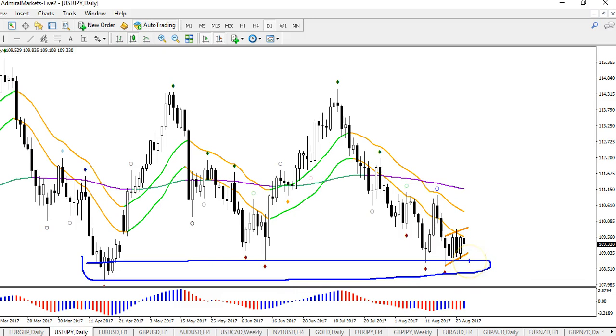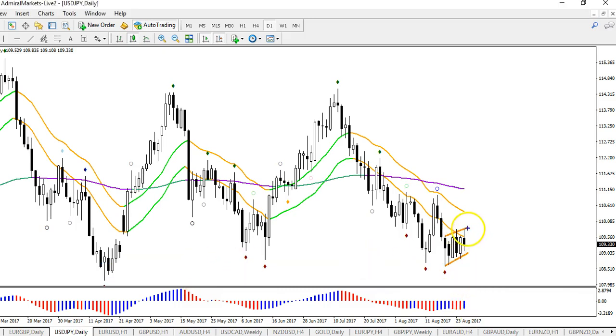So if it does push through 109, it might be breaking this zone. It is a huge zone, but it could break. Or if price actually breaks above resistance, above 110, there could be a bullish break.